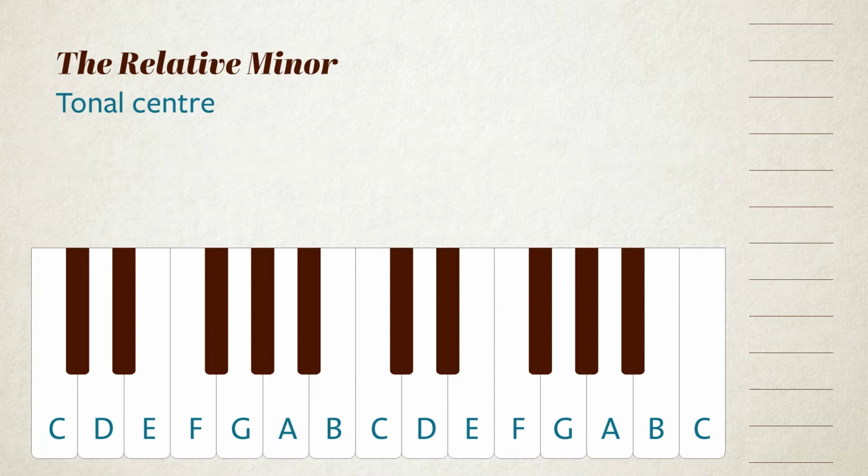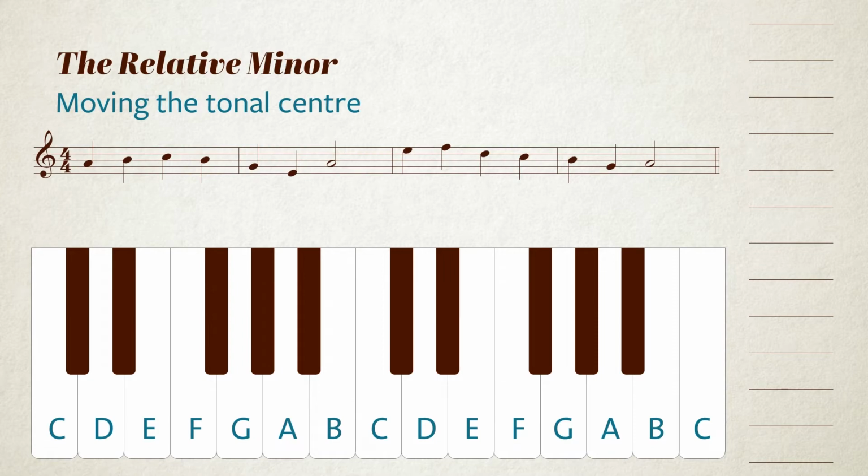So now we've looked at the idea of a tonal centre, let's talk about another related concept. Without changing the notes of the scale, it's possible to shift that tonal centre. Take a listen to this tune using the notes of C major. Hear how it wanted to finish on the note A? Well, we've successfully shifted the tonal centre away from the first note of the major scale to the sixth note, A.